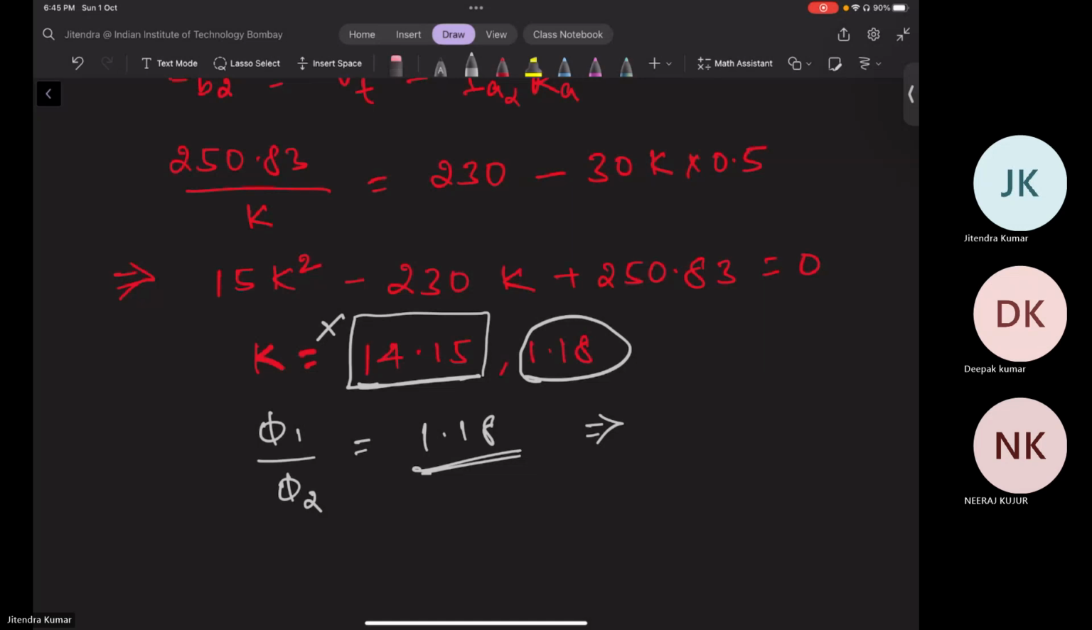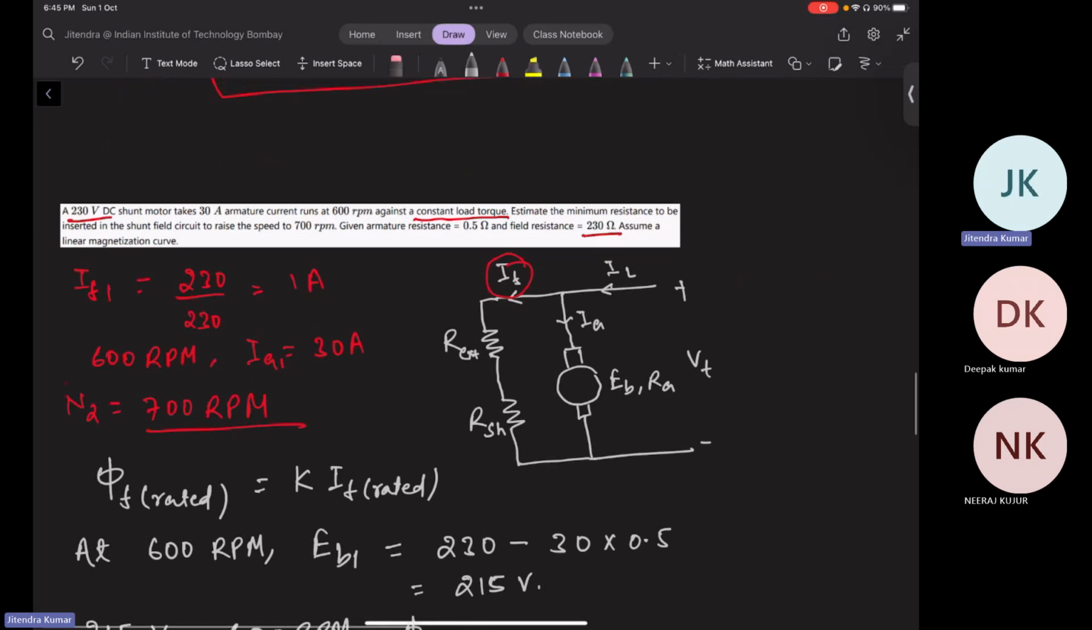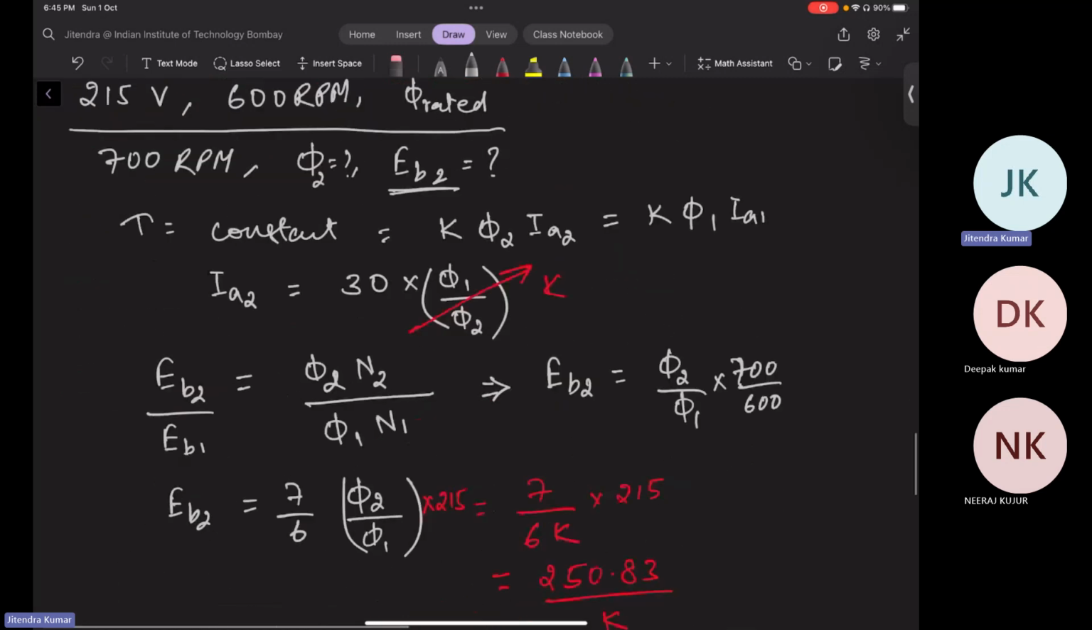Yes, sir. Okay. Any question in this? No, sir. Okay, great. So still we haven't got the answer, right? The question was to find the minimum resistance inserted in the shunt field circuit.